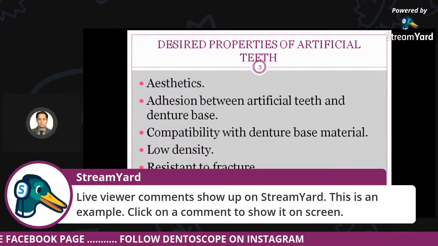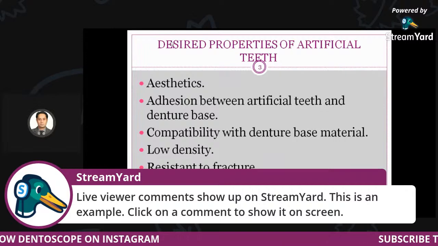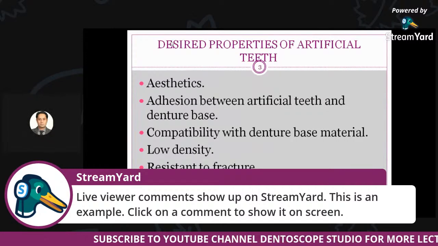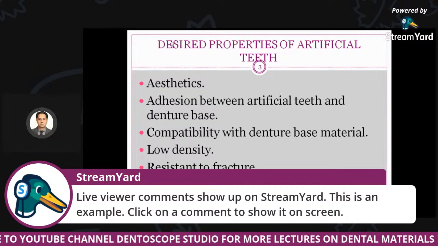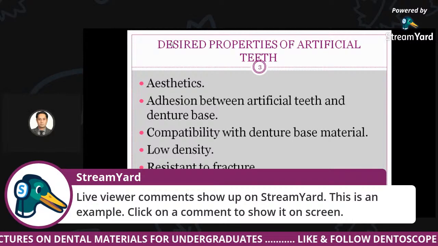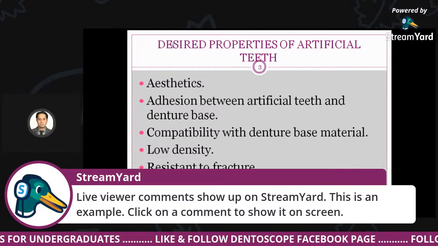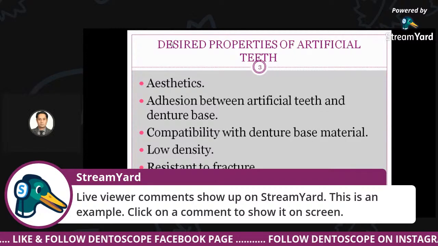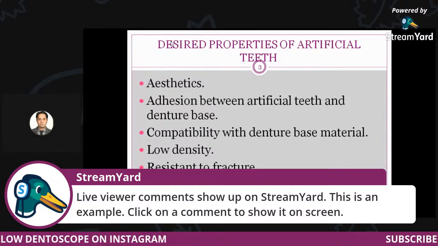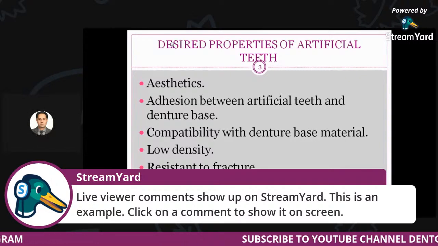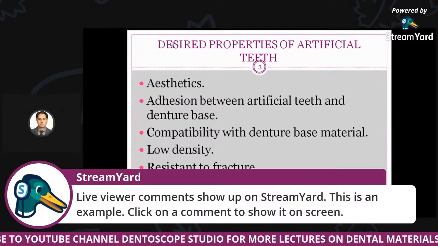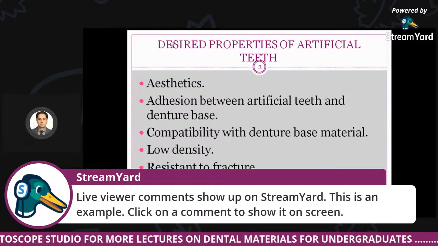So, first of all, the desired properties of artificial teeth. What exactly are the properties that any technician or even patient desire from the artificial teeth that they use for certain procedures like crown and bridge, and also for the complete dentures as well as for the partial dentures, both cast partial dentures and the acrylic ones. So first thing is the aesthetics.